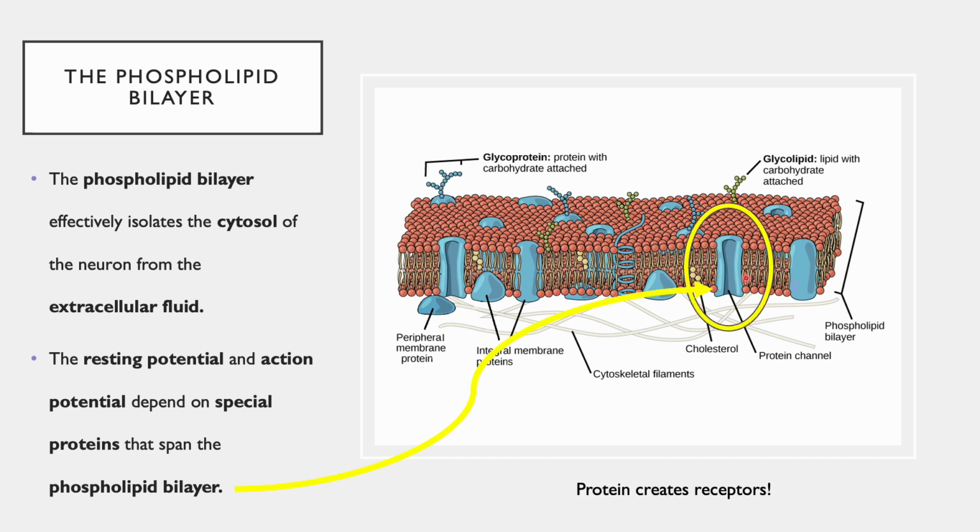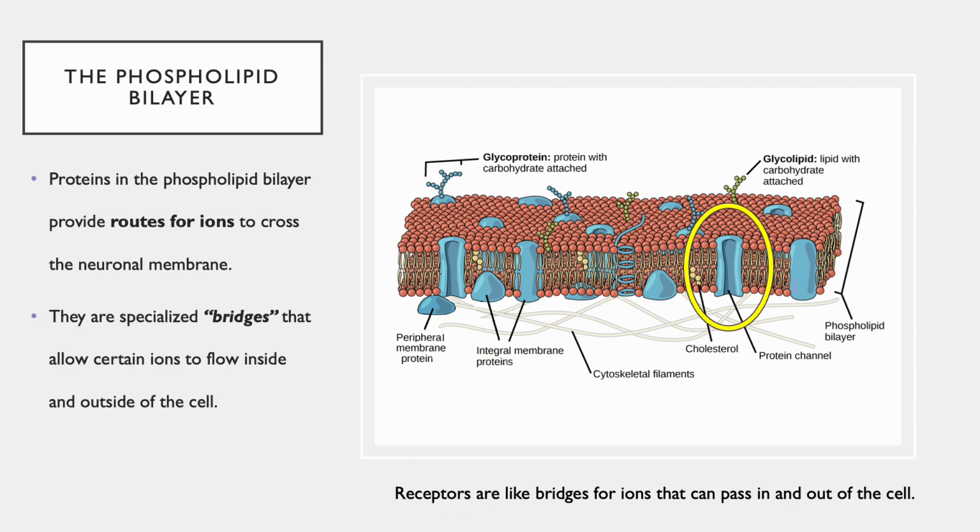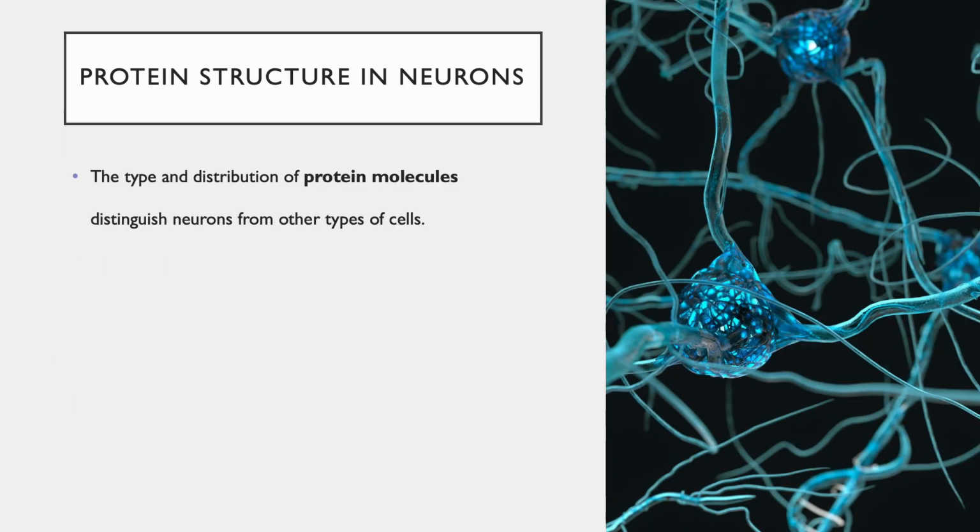Proteins create receptors that are embedded in the phospholipid bilayer. What are these receptors? Well, these receptors are made of proteins, and they act like bridges for ions that can pass in and out of the cell. This helps regulate what can come inside of our neurons and what can leave them.